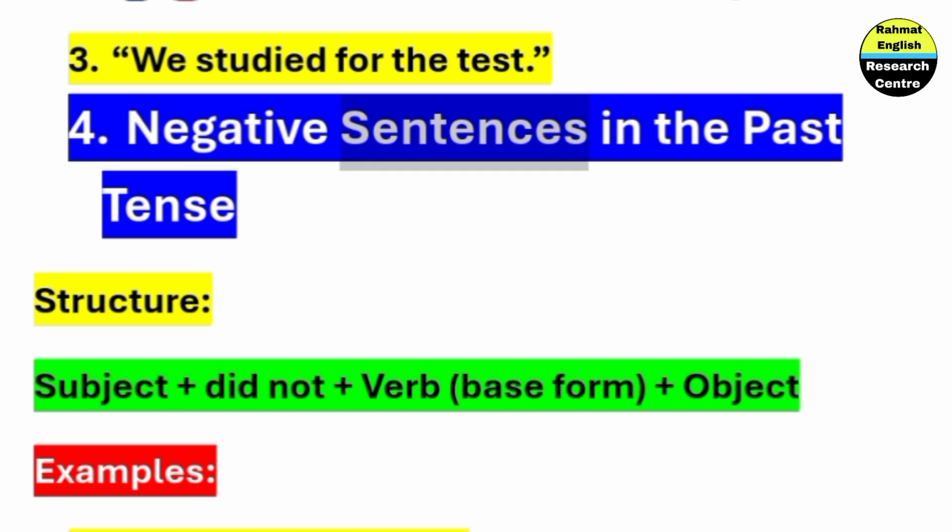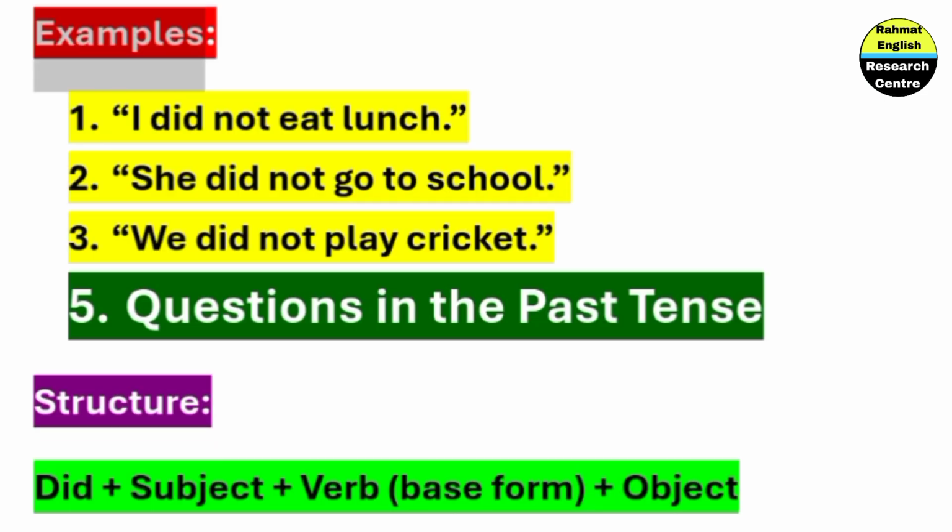Negative sentences in the past tense. Structure. Subject plus did not plus verb, base form, plus object. Examples. I did not eat lunch. She did not go to school. We did not play cricket.